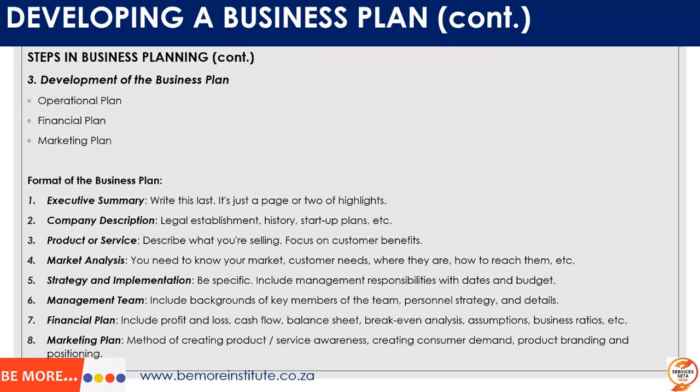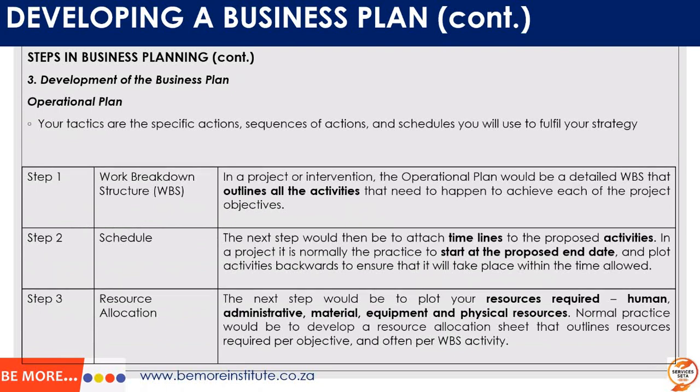What is advisable is that you write your executive summary last. So you go into detail with everything, because remember, your executive summary is like a 1-page, 2-page document that highlights everything that you've looked at. So it will touch on your product, your market, your target market, your strategy and implementation, who is the team, the financial plan, and the marketing plan. So these are the things that you need to have in your business plan.